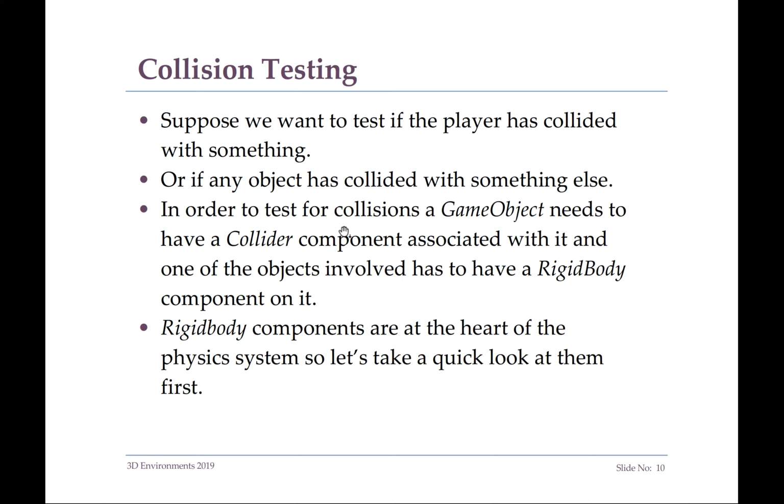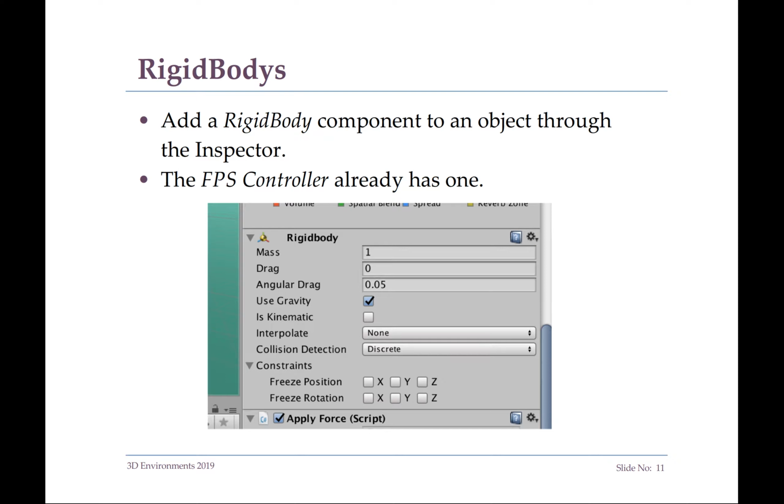Now, rigid body components are the things that drive the physics system. By attaching a rigid body component to something, you're basically saying that you now want it to be under the control of the physics system in Unity. The first-person controller already has a rigid body component, and that's why it responds to gravity and things like this. And this is what the rigid body component looks like.